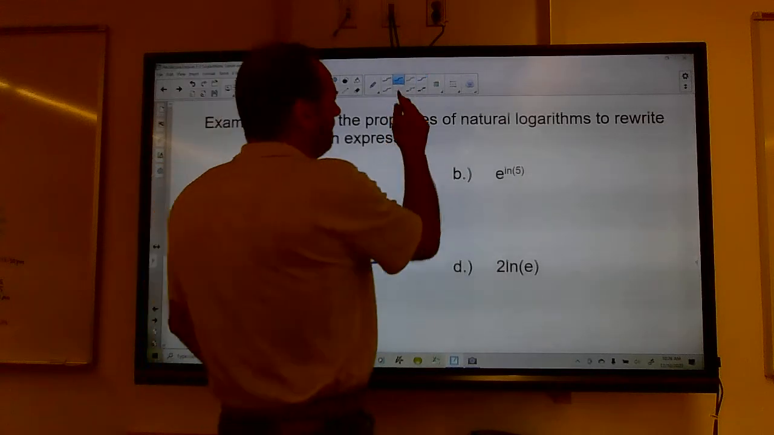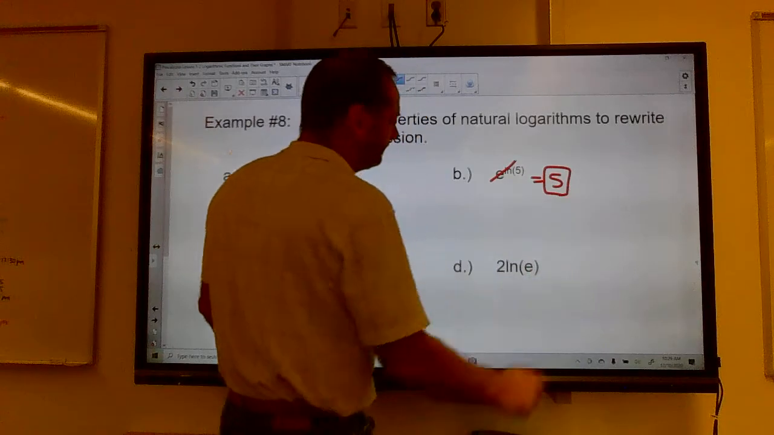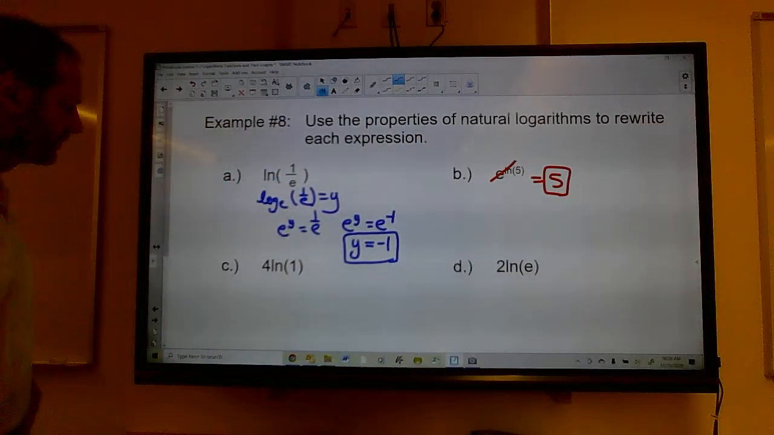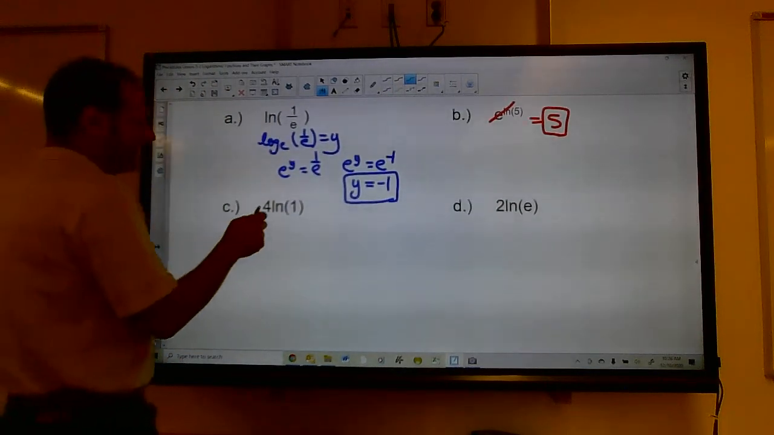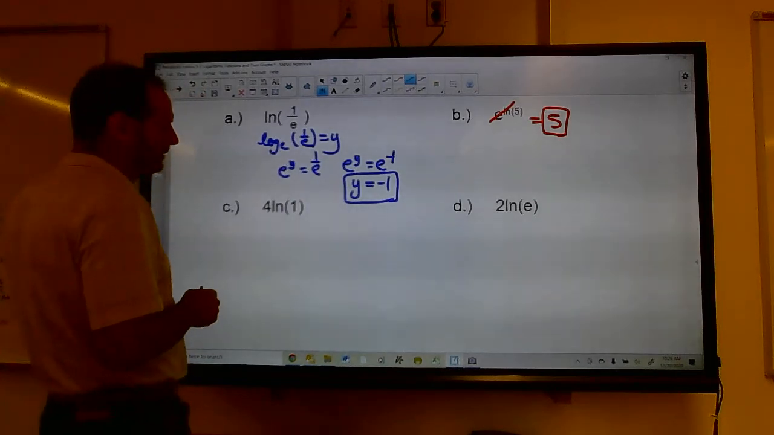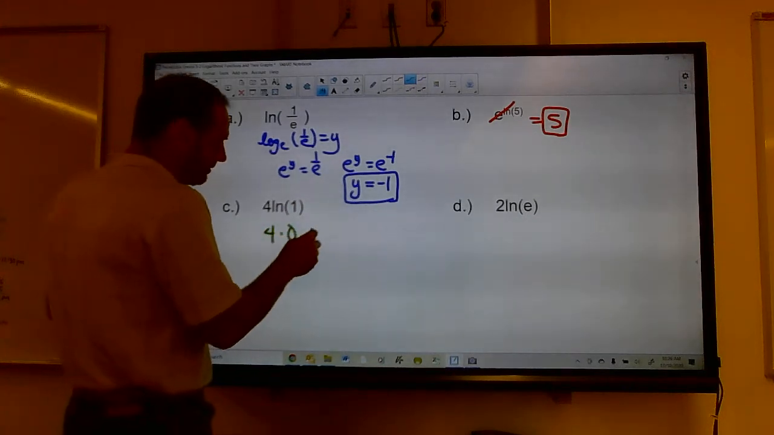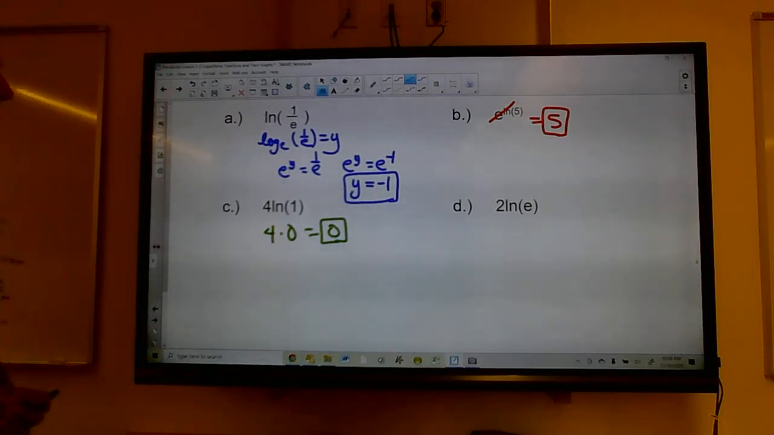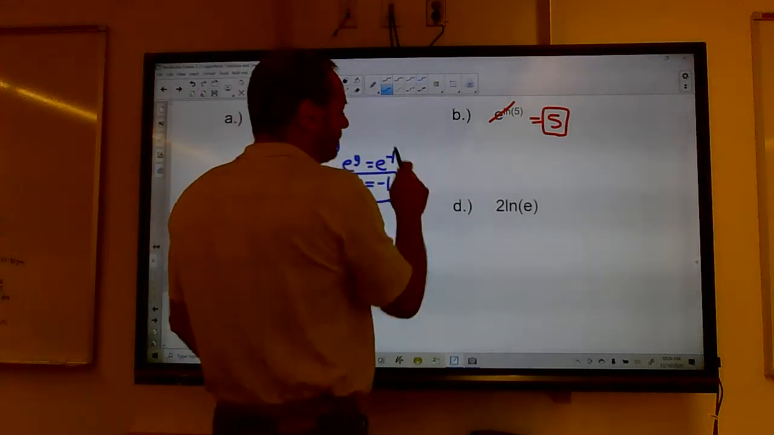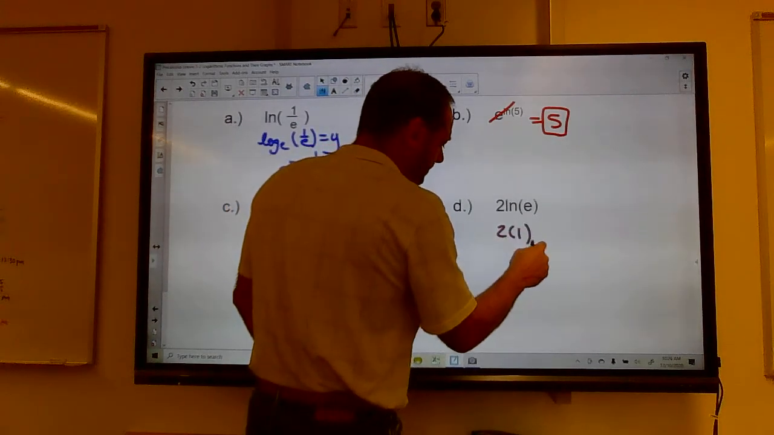All right, this one right here, e to the natural log of 5, that just goes away, that's 5. 4 times the natural log of 1. Okay, so the natural log of 1 is 0. So this is just 4 times 0, which is 0. And finally, 2 times the natural log of e. Well, the natural log of e is 1, so this is 2 times 1, which is 2.